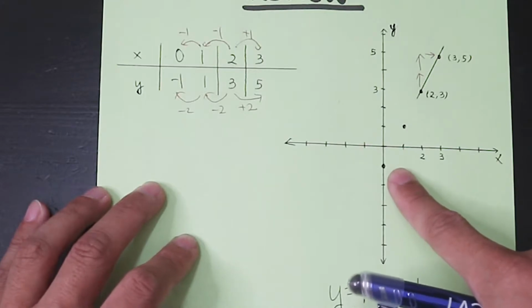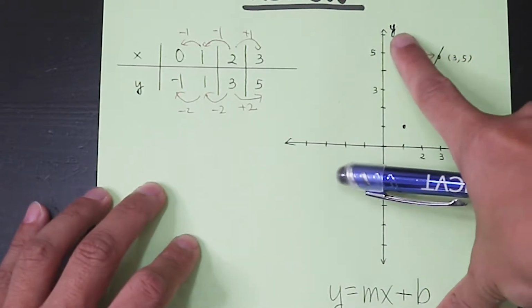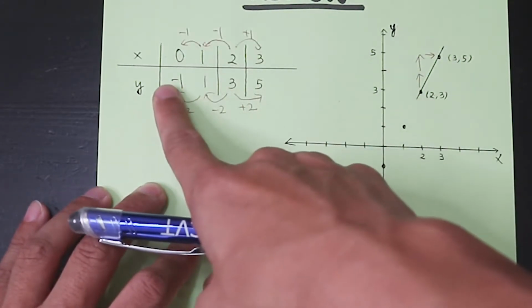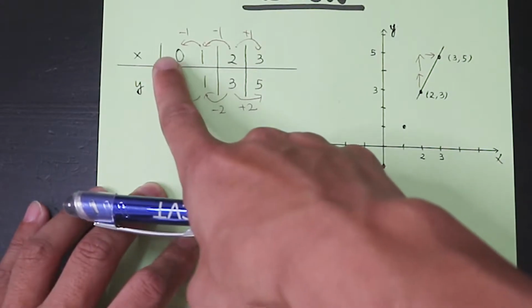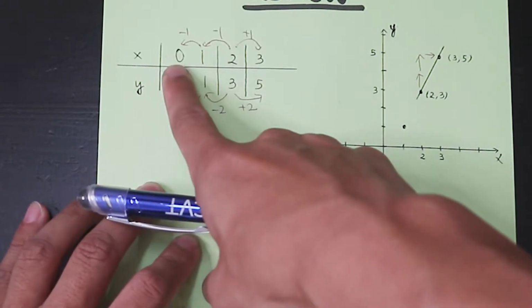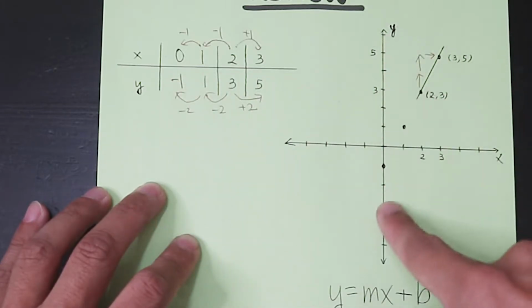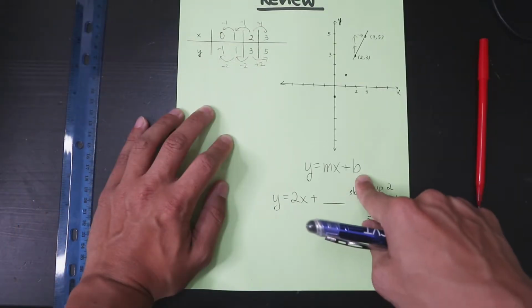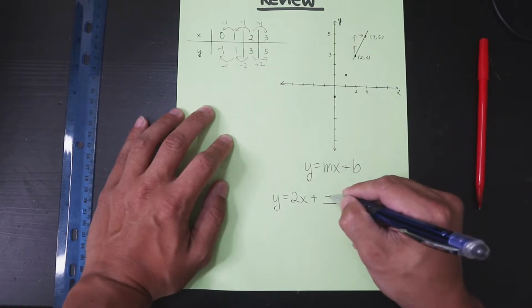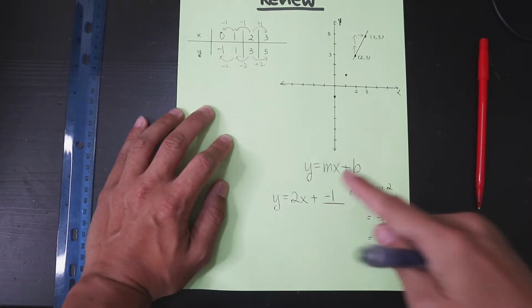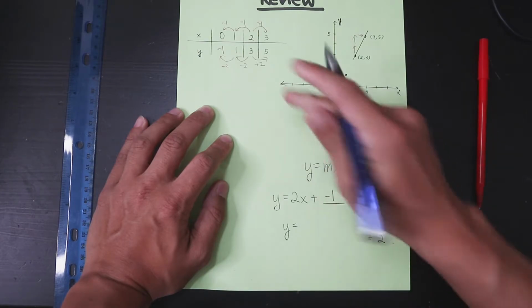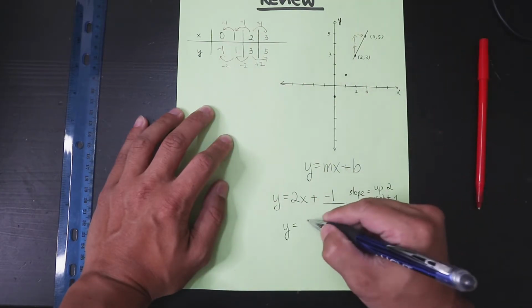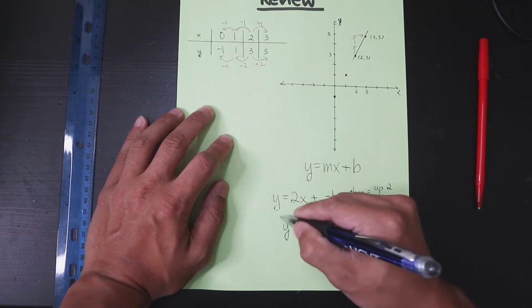So that tells me that this line crosses the y-axis at -1, because it says it right here, right? When x is 0, y is -1. 0 comma -1, it is on the y-axis, which is right here. So for the y-intercept, we're going to put -1 here. That means your equation for this table and this graph will be y equals 2x minus 1.